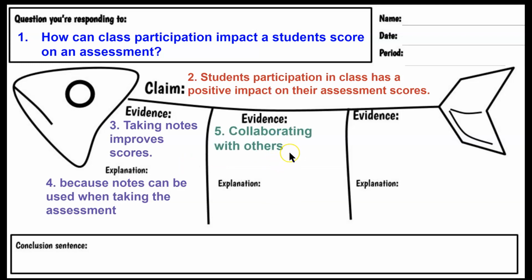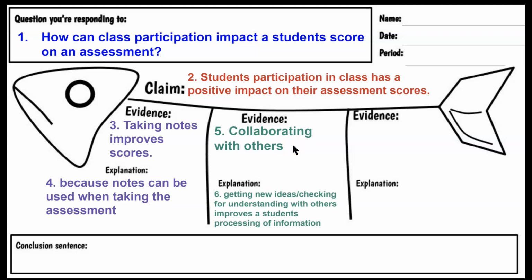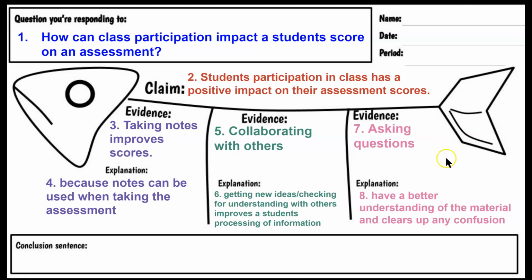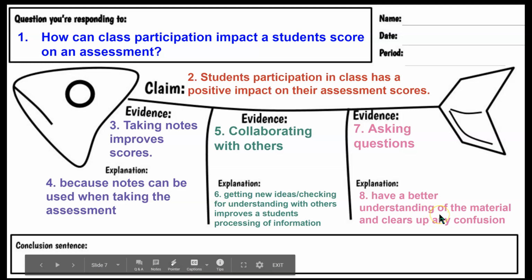Evidence. Second piece. When we participate, we are collaborating with others. And by doing that, we get new ideas. We get to check our understanding against other people's. And together, we process that information and figure out what it means. So that explanation was in my own words. Third piece of evidence. We get to ask questions when we participate. You're going to improve your understanding of the material, and you're going to clear up your confusion.